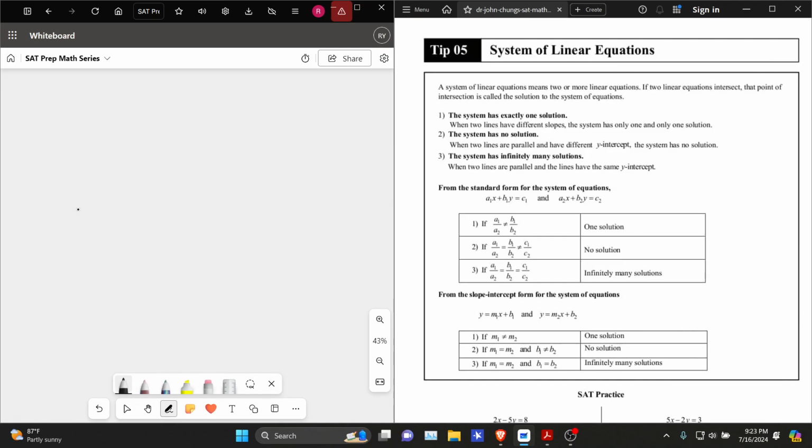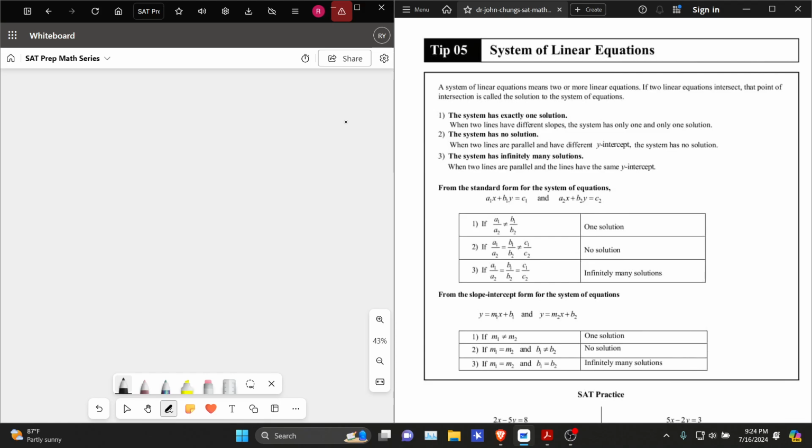The last scenario is where the system has infinitely many solutions. That means the line is the exact same. So this line is one line, and the other line is literally the exact same line, meaning every point is touching, and it has infinitely many solutions.